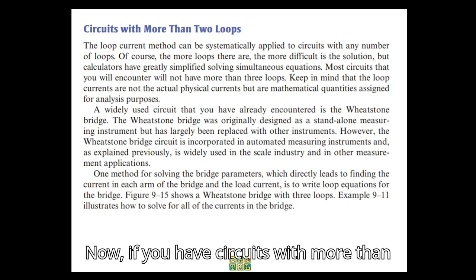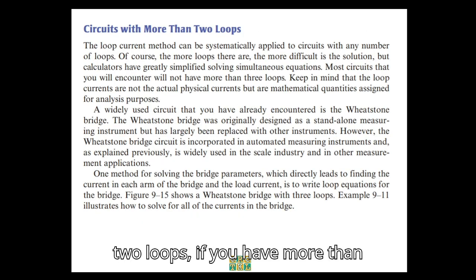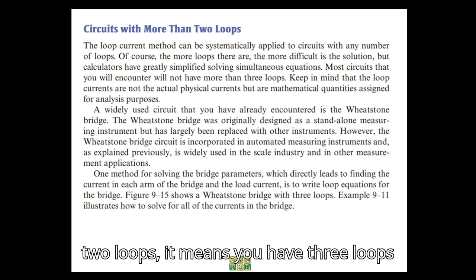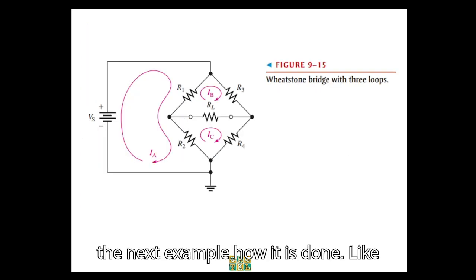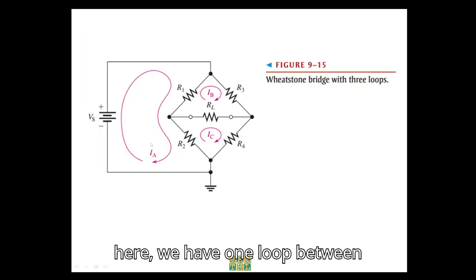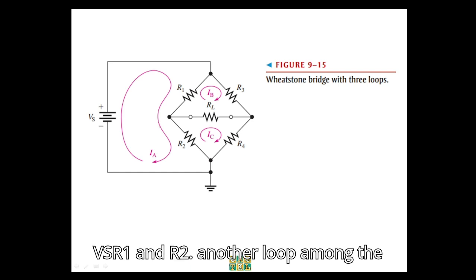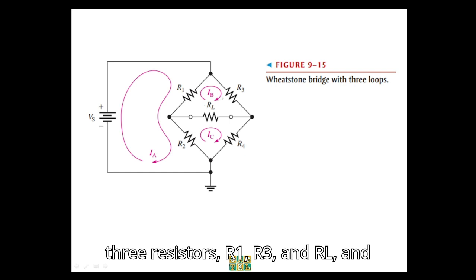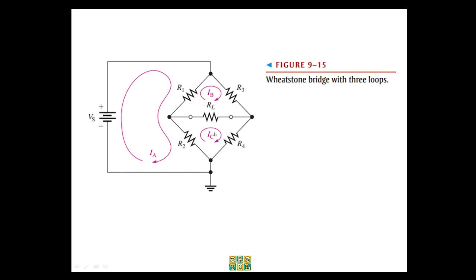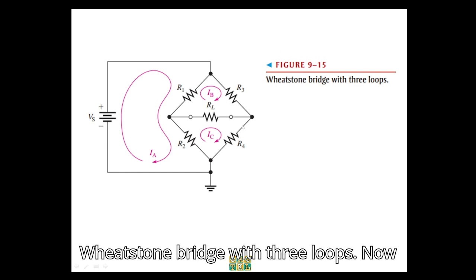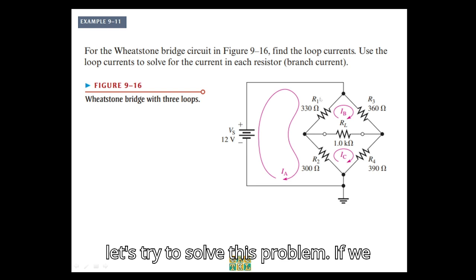Now, if you have circuits with more than two loops, if you have three loops or four loops, then you will see in the next example how it is done. Like here, we have one loop between VS, R1, and R2, another loop among the three resistors R1, R3, and RL, and the third loop among R2, RL, and R4. And if you remember, this looks like a Wheatstone bridge with three loops. Now let's try to solve this problem.